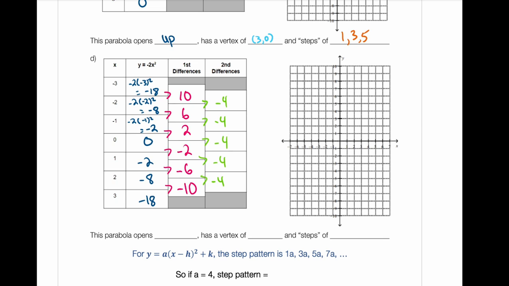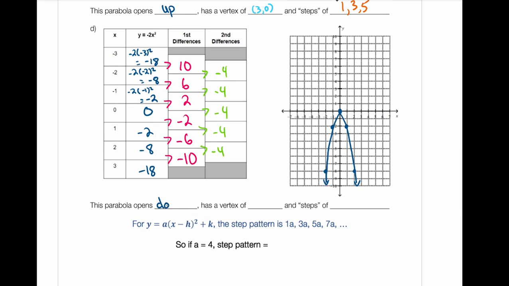I can now see that my second differences are all the same, so it has to be a quadratic. I can also go and plot my points. Some of them I won't be able to plot just based on the scale, but I can start at negative 2, negative 8, negative 1, negative 2, 0 and 0, 1 and negative 2, 2 and negative 8. And there's my parabola. In this case, my parabola opens down because we can see now that the opening is facing down. It has a vertex, the lowest or highest point, that is now 0, 0.